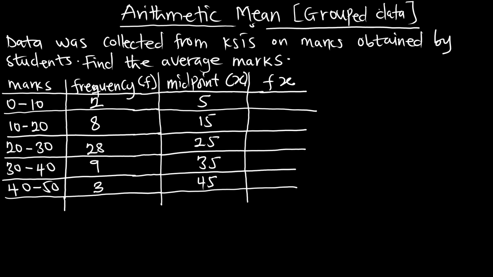So now fx, which is the multiplication of the frequency and the midpoint. So this we are going to have 100, or 10. This is 5 by 2, that is 10. We are going to have 120. Here we are going to also have 700 and 315, 135.